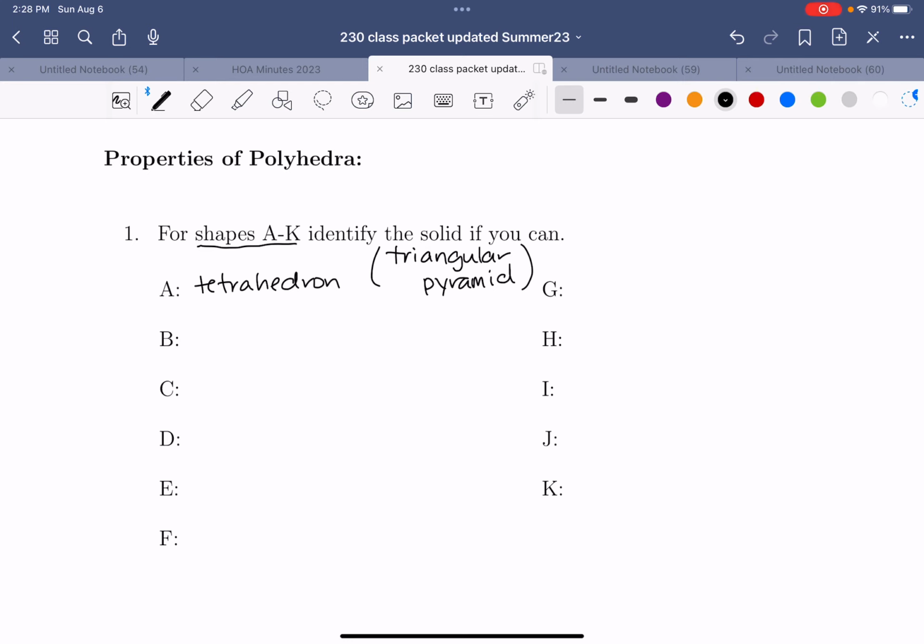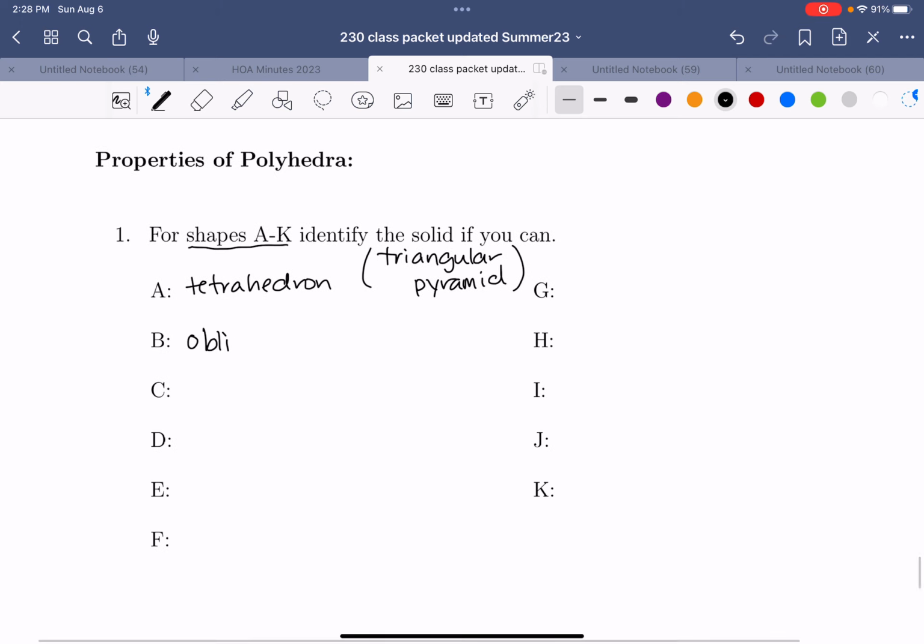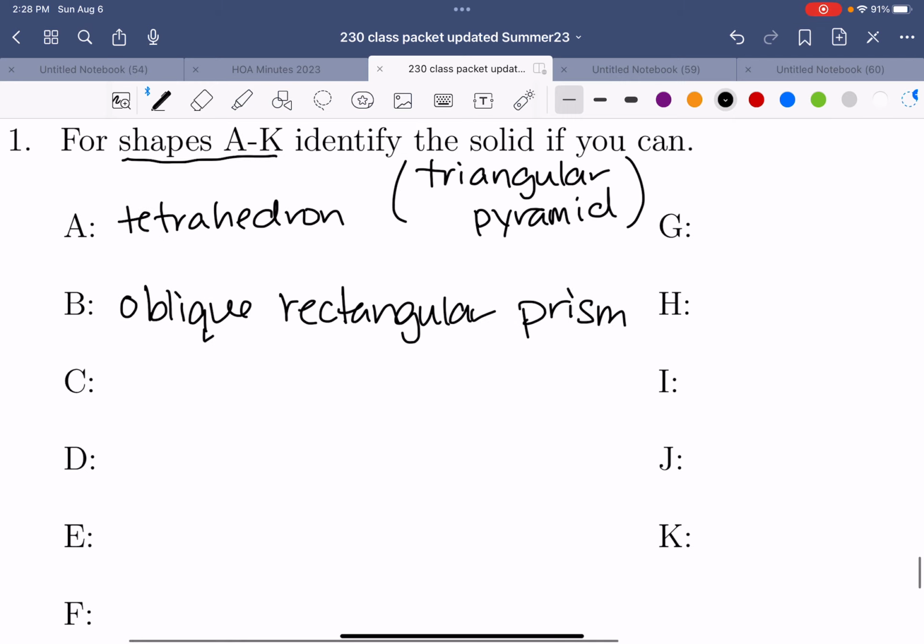B is the one that was kind of all sorts of weird angles. And we're going to call this an oblique. An oblique is the term we use when the angles are not all right. Rectangular prism. Now sometimes they call this a parallelepiped because they're all parallelograms, but we're going to leave that for now. All you need to know is that this is a rectangular prism that is oblique because the angles are not right angles.